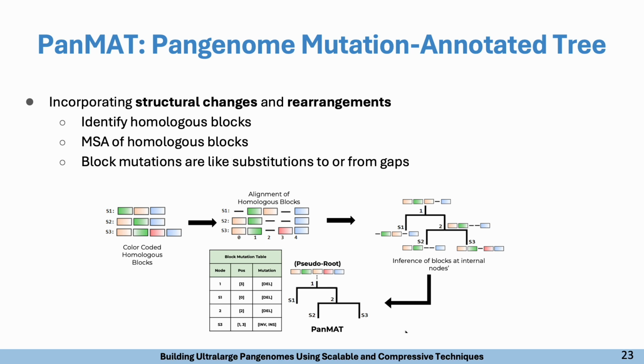Next, PanMAT also represents structural changes and rearrangements. To do that, first, identified homologous blocks are used as input. These blocks are aligned, and again an ancestral reconstruction algorithm is used to infer the mutations. Here, a pseudo root is stored, which is a linear ordering of all the blocks in the PanMAT. Hence, a PanMAT stores the tree structure, block mutations, and pseudo root. And for each block, nucleotide mutations are stored, as shown on the previous slide.